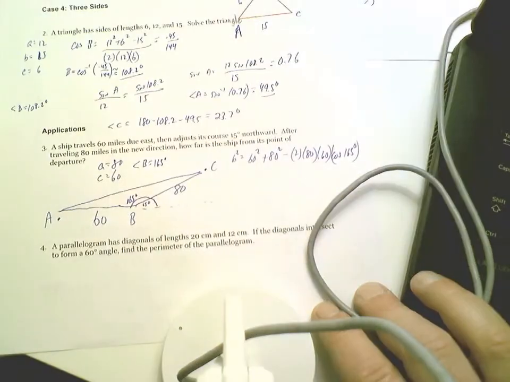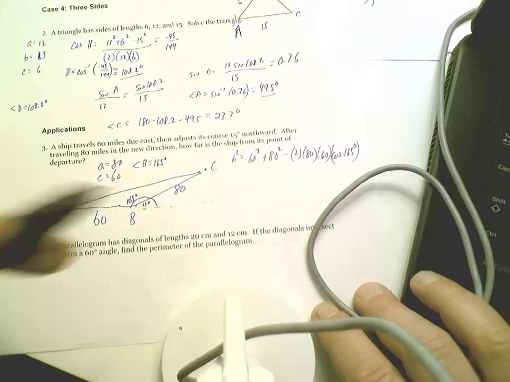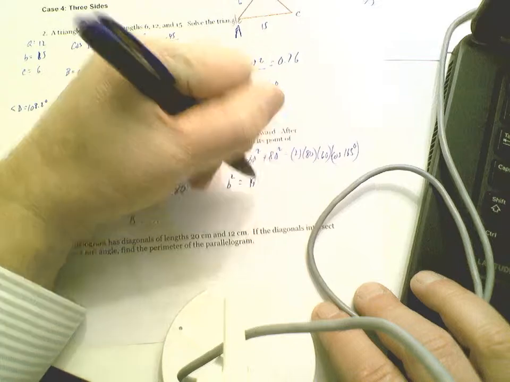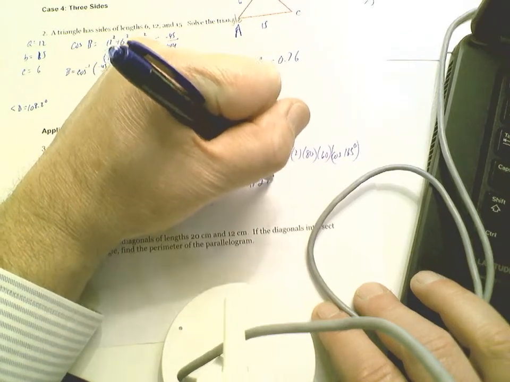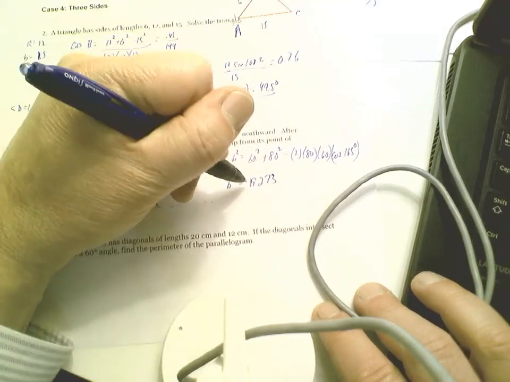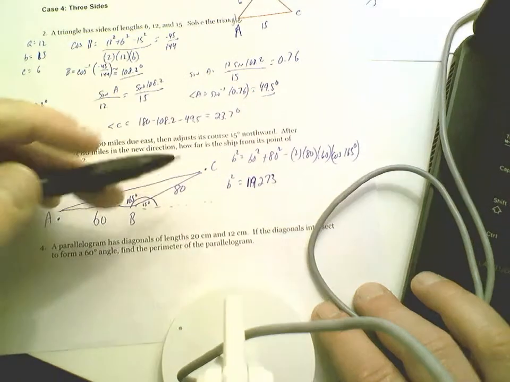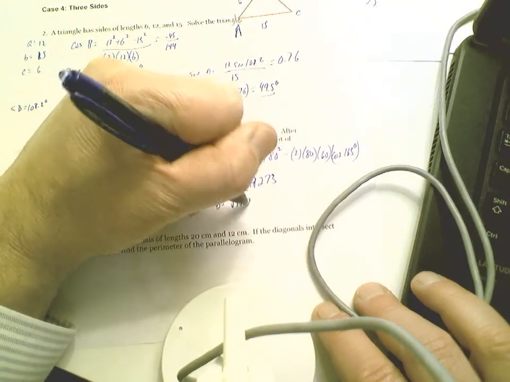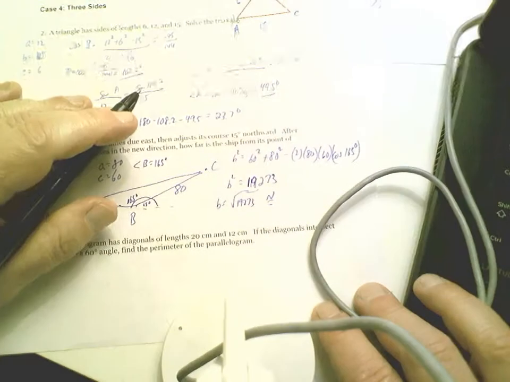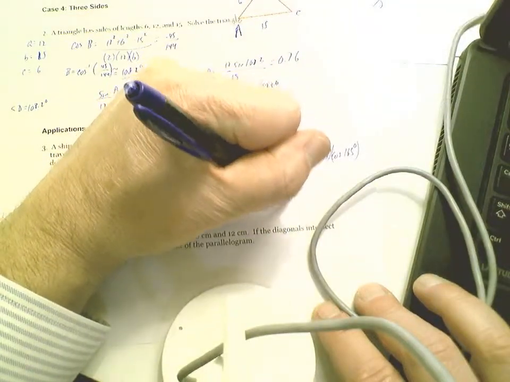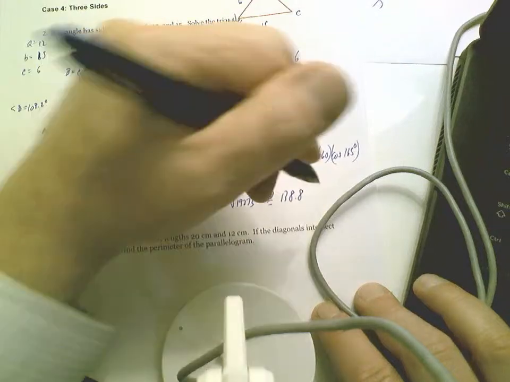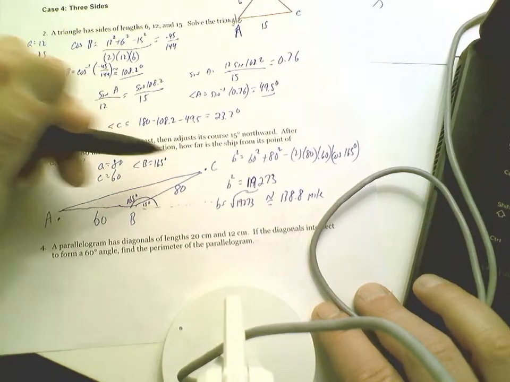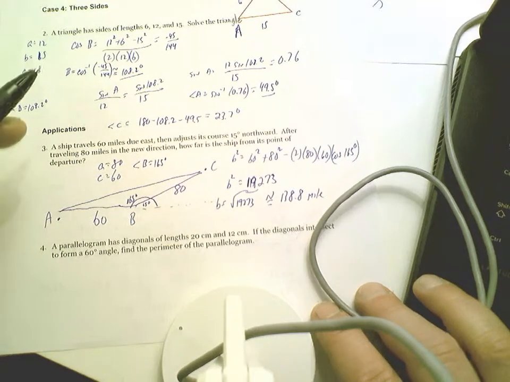I'll get my hand out of the way. And when I work my way through that, I'm going to get B squared equals 19,273. Sorry about the handwriting error there. B is equal to the square root of 19,273, which will be approximately 138.8. That's how many miles apart, how far I am from where I started. Distance from point A to point C.